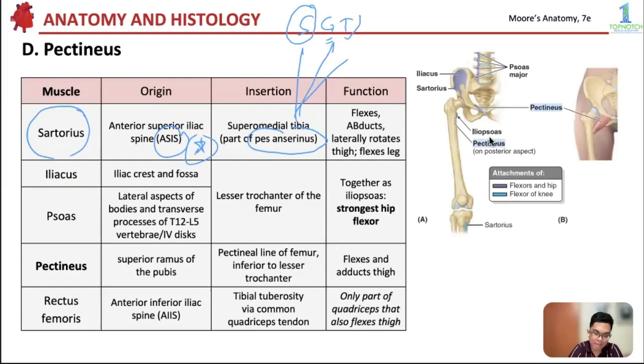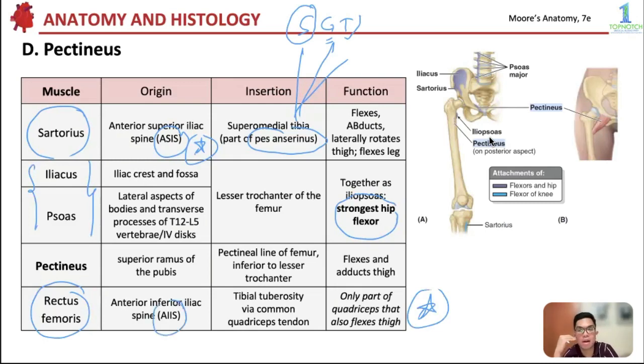Okay? And then the iliopsoas is the strongest hip flexor. So these two muscles combine because they have a common insertion point. Okay, and then your rectus femoris, what's cool about it is because it crosses the hip, right? It originates more superiorly in the anterior inferior iliac spine into the quadriceps tendon, where it inserts, and is the only part of the quadriceps that acts on the thigh. It also flexes the hip. Okay, whereas vastus intermedius, medialis, and lateralis don't cross the hip, therefore they don't act on the hip. Okay, so that was anatomy.